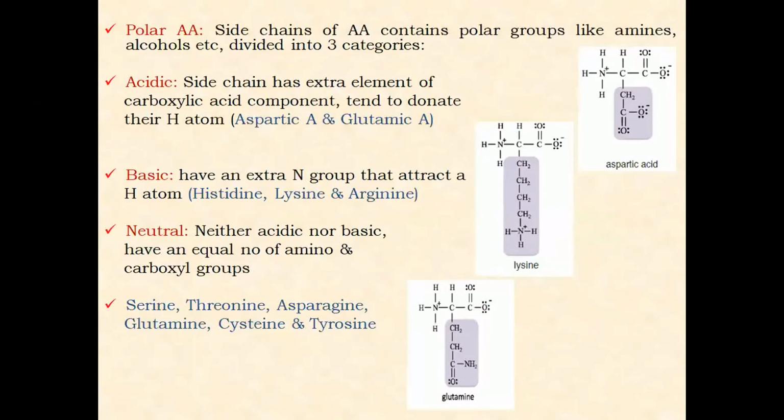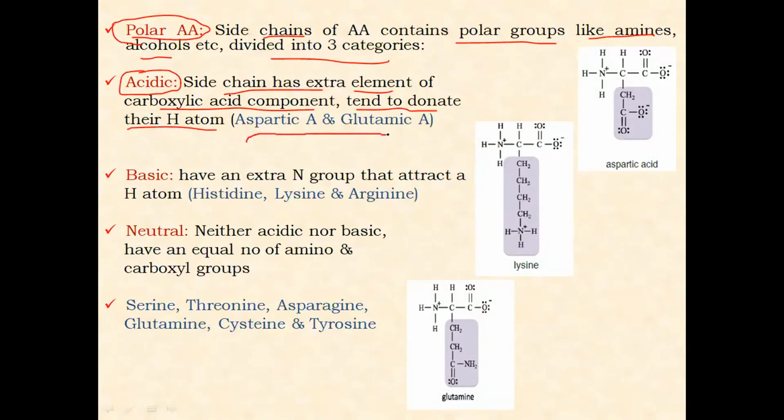The next basic type of amino acid is polar amino acids. Here the side chains of amino acids contain polar groups like amine, alcohols, etc. and they are divided into three categories. The first one is acidic. Here the side chain has an extra carboxylic component and this has the ability to donate a hydrogen atom. For example, aspartic acid and glutamic acid. These are acidic in nature.